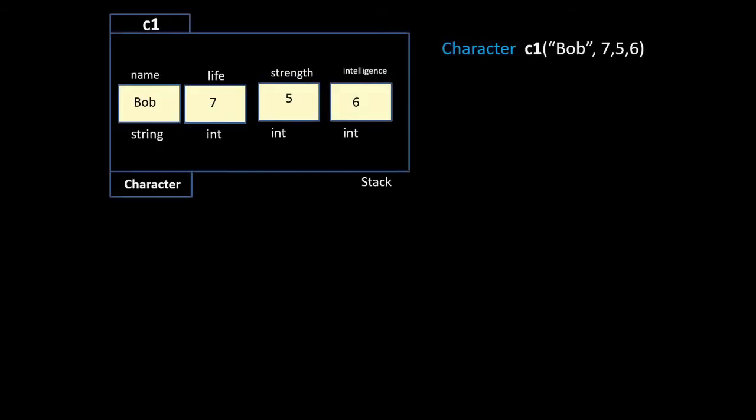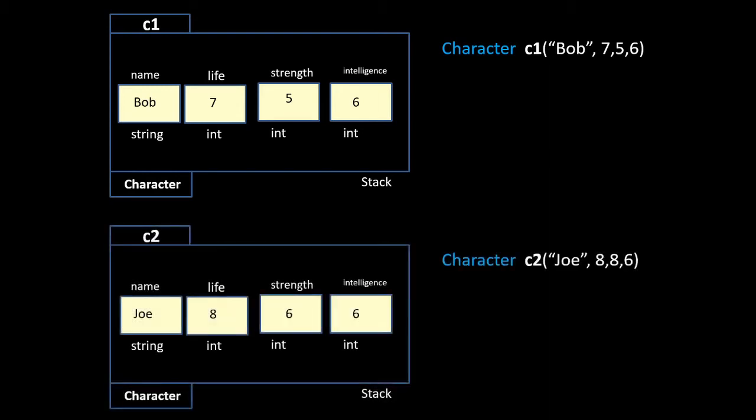So we have created C1, and it looks like this as a memory model. And we also have C2. Okay, again, this is what it looks like as a memory model. It too is on the stack. So what happens when I do the following though? What happens when I assign C2 to C1?